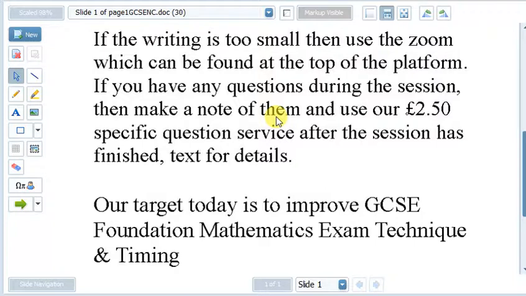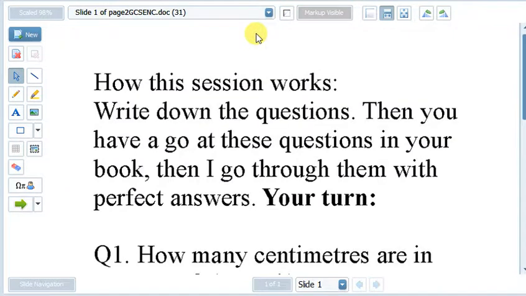Our target today is to improve GCSE Foundation Mathematics, improving exam technique and exam timing. So, how this session is going to work. First of all, you're going to write down the questions and then you're going to have a go at these questions in your book. Then I will go through them with perfect answers.